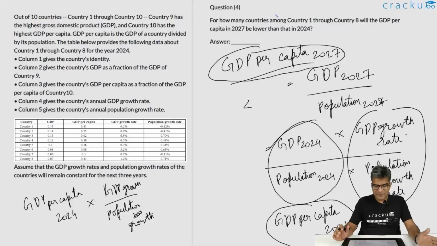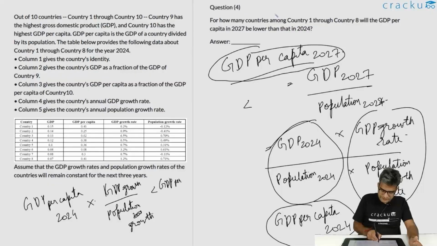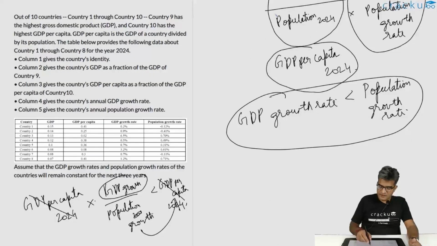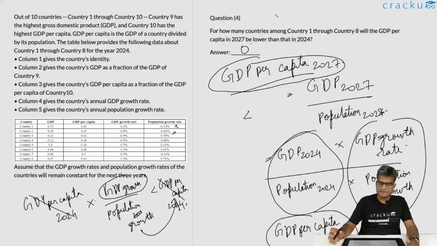If you are told that GDP per capita of 2027, which is this, is less than GDP per capita of 2024, you can just cancel GDP per capita of 2024. So it would imply that GDP growth rate has to be less than population growth rate, which is over here. For how many countries is the GDP growth rate less than population growth rate? If you're looking at it, it is not true for the first one, it is not true for the second one. And if you look at all of them, for each of the countries, the GDP growth rate is actually greater than the population growth rate. So this is not true for any of the 8 countries that are given. So the correct answer is 0.